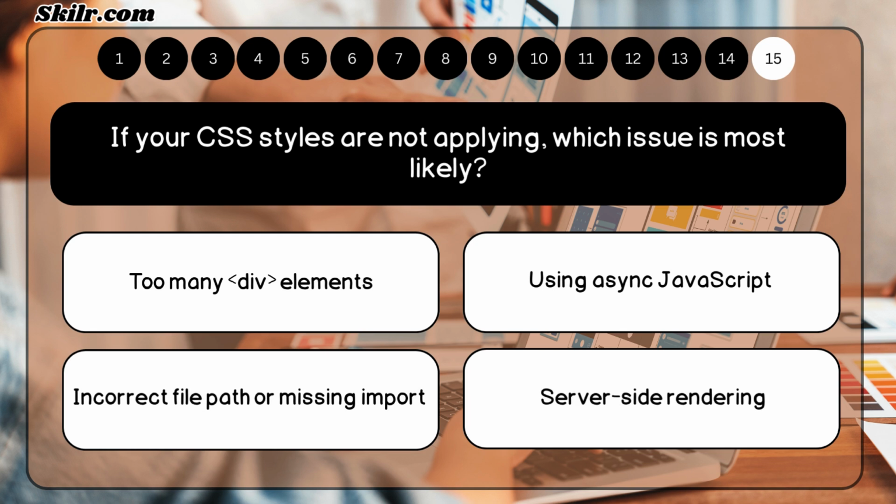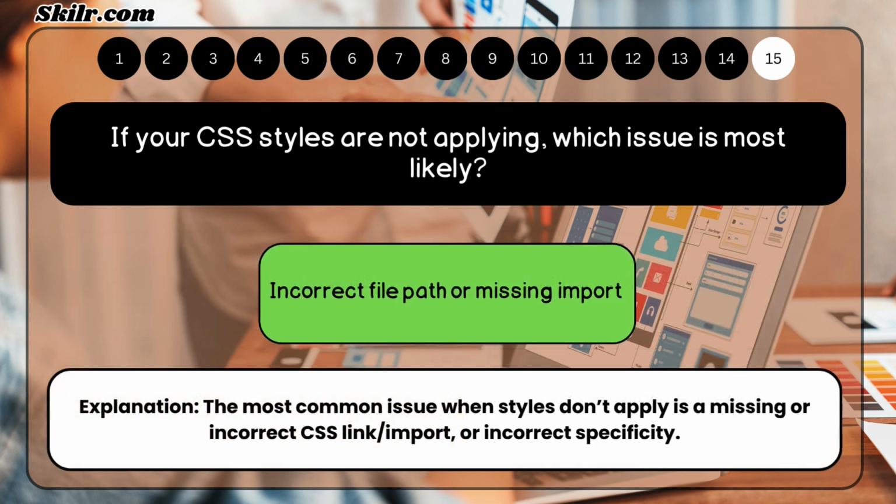Question 15. If your CSS styles are not applying, which issue is most likely? The correct answer is incorrect file path or missing import. As the most common issue when styles don't apply is a missing or incorrect CSS link/import, or incorrect specificity.